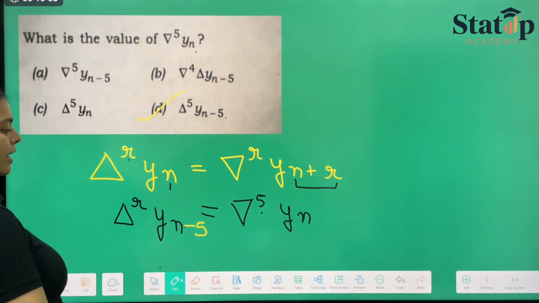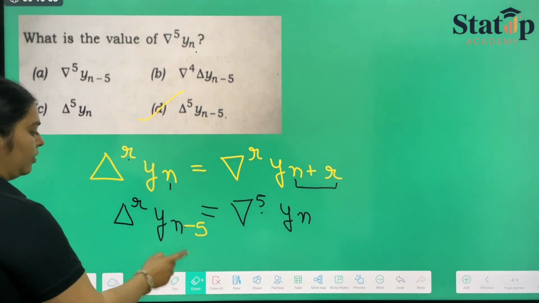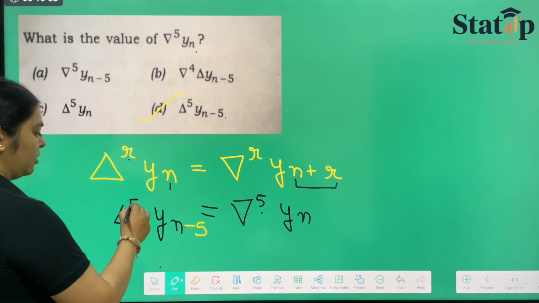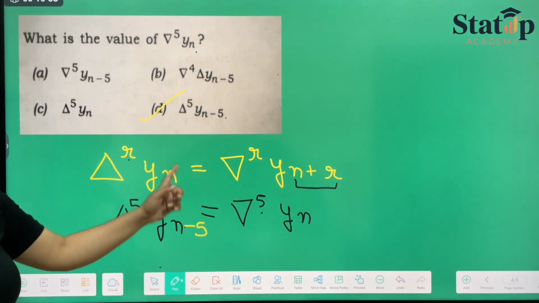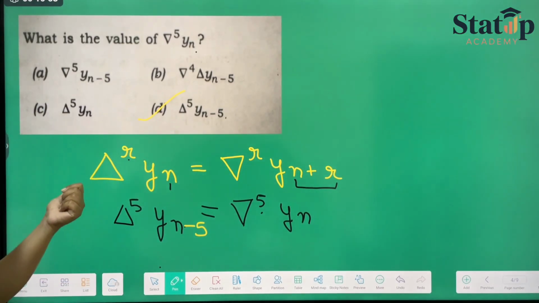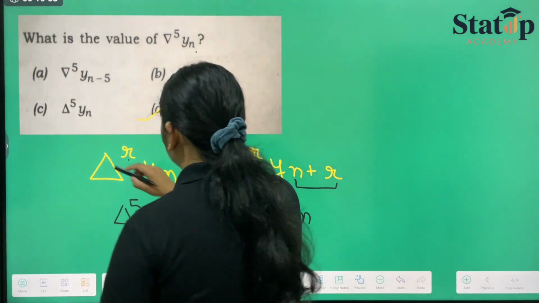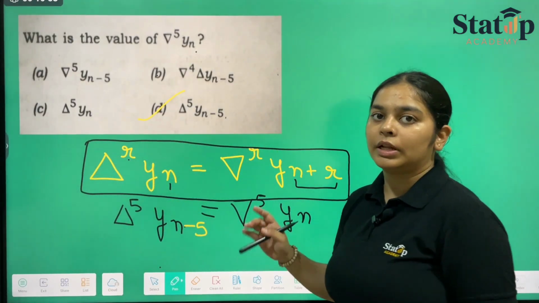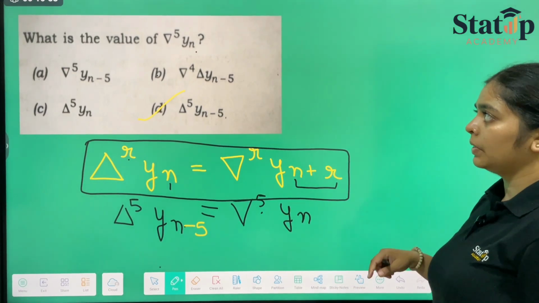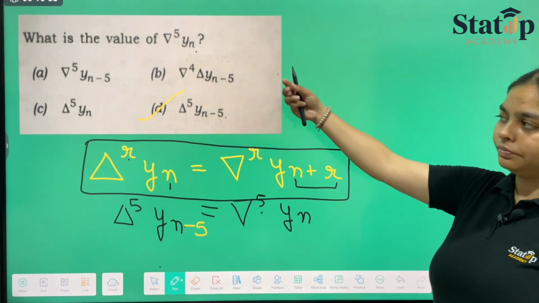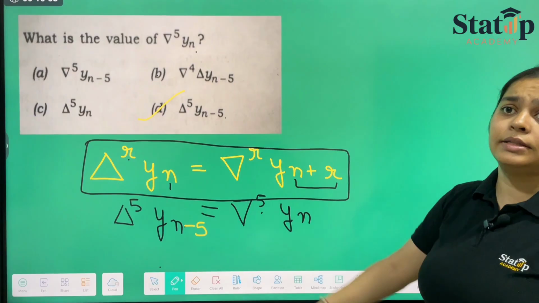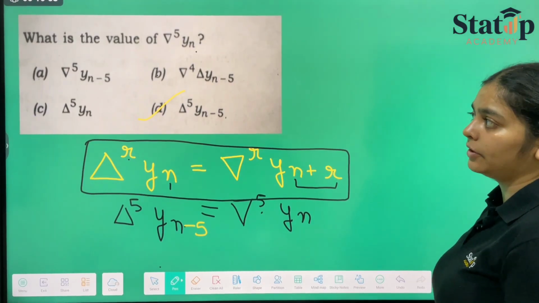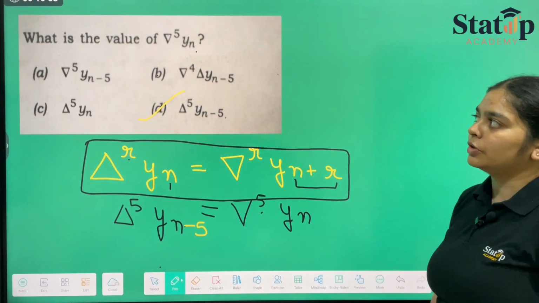which is our option number D. Delta raised to the power 5, in place of r you can place 5 also here, y_(n-5), which is our option number D. This is a bit confusing, but the result that we will be using here is this one, the direct result. If you know the result, it will take just 1 second for you to recognize which option will be correct.